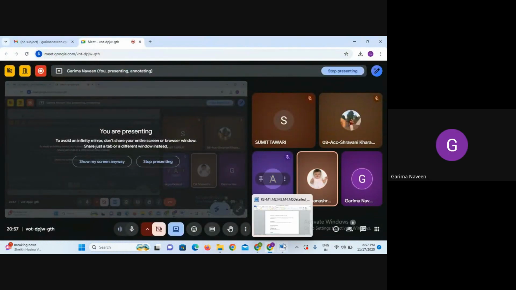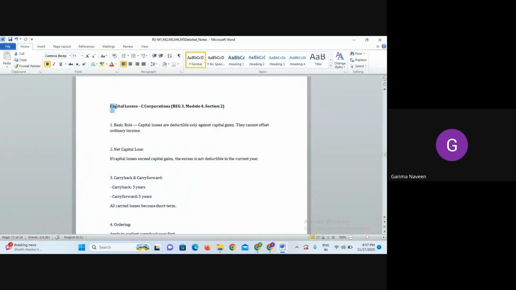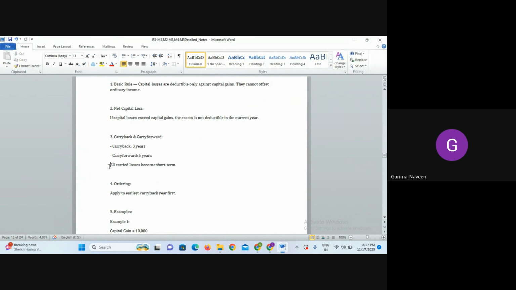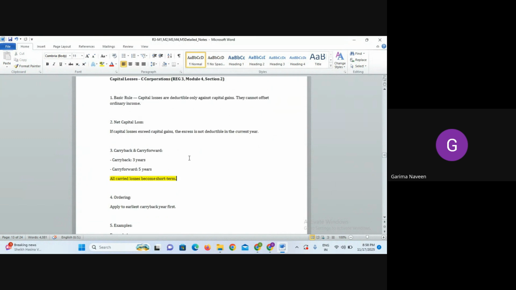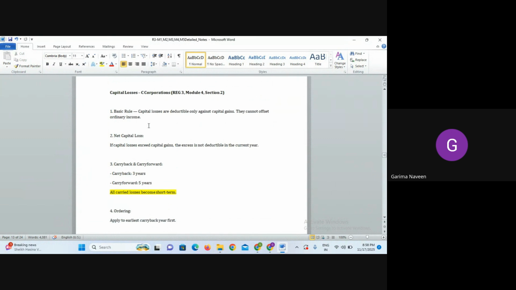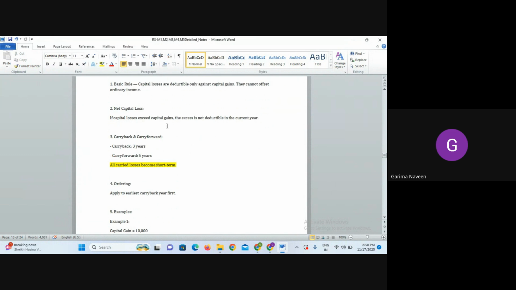No doubts. Okay, so next topic is capital losses. For capital losses of a C corporation, you can deduct these losses only up to the amount of your capital gains. No excess losses will be deducted from other income. Net capital losses you can carry back for 3 years as well as carry forward for 5 years, and all the losses will be considered short-term losses. One more thing, there is no special tax rate for capital gains for the C corporation. It will be taxed at the ordinary rate only.